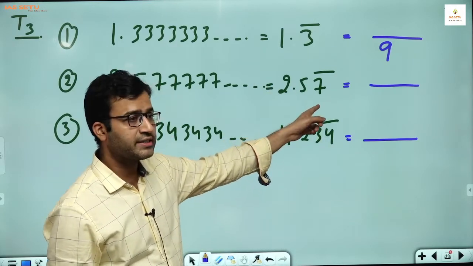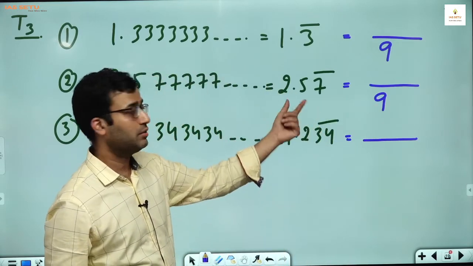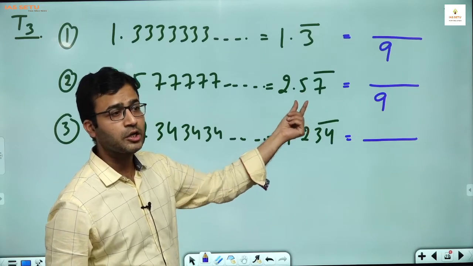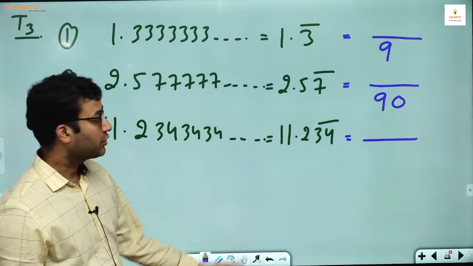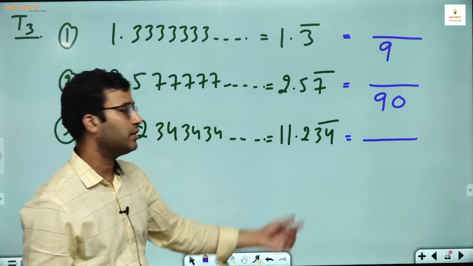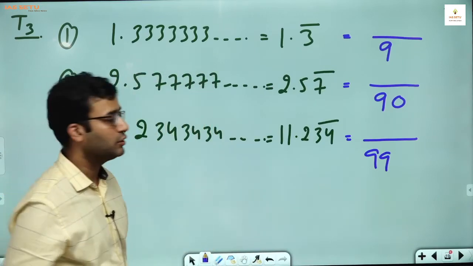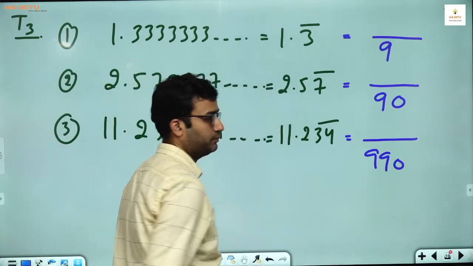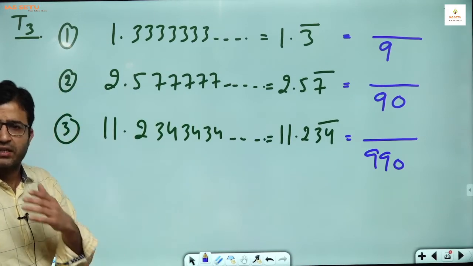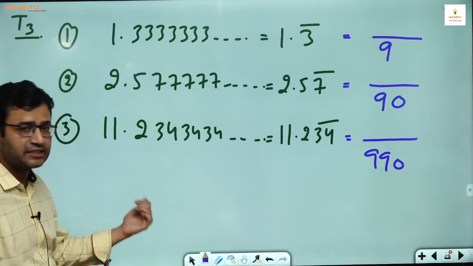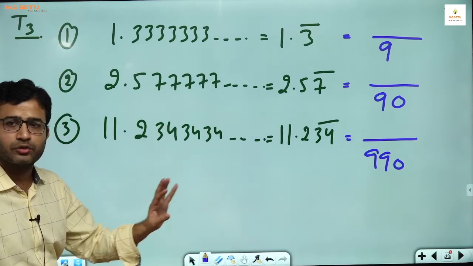Second question, there is one digit under the bar, so one 9. Since there is a 5 between the decimal and the recurring part, for this 5 we have to put one 0. Third question, there are two digits under the bar, so we put 99, and there is one digit between the decimal and the recurring part, so we put one 0. Same, no difference, same. As many 9s. I will give you the language also after these questions.